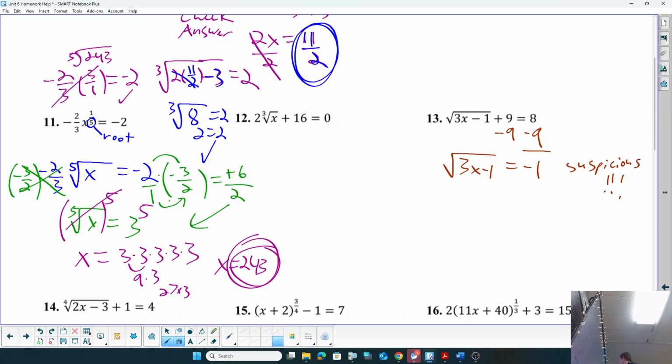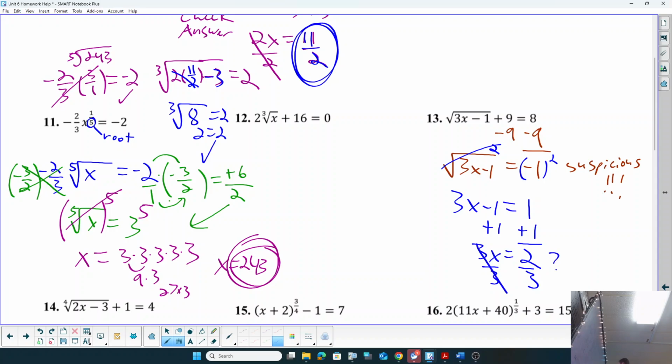That looks kind of suspicious because the square root will never yield a negative number. But let's carry on and plug it in. Okay, here we go. So we are now going to power 2 both sides, now that we isolated the radical. And so that gives us 3x minus 1. -1 squared is a +1. We're going to add 1 to the other side, so we get 3x is equal to 2. And then we're going to divide by 3. Yay, we got 2/3, or did we?